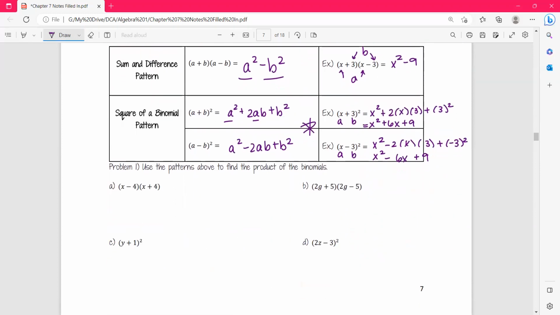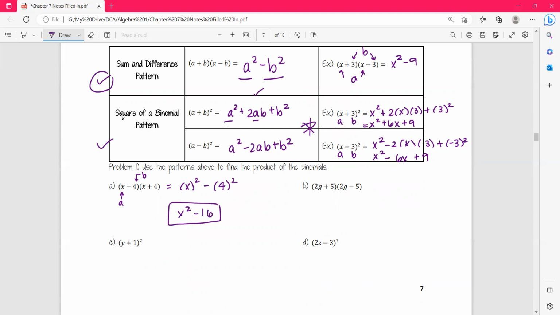We can use those same patterns above to solve these problems here. So if I look at a, I'm going to say my a is x and my b is 4. Which pattern does a look like? Sum and difference pattern or square of a binomial? Hopefully it looks like sum and difference pattern. And I'm just going to use this formula. I'm going to do a squared minus b squared. And I get x squared minus 16.